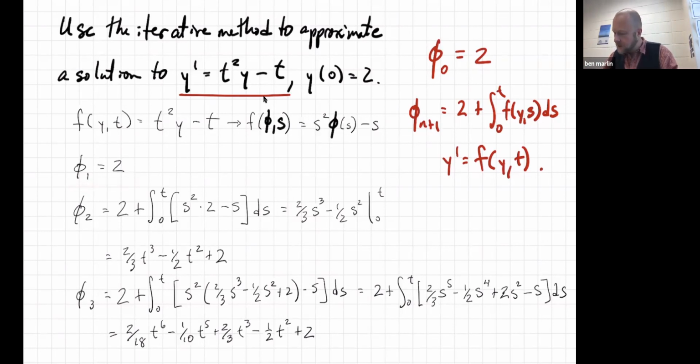Okay. So then the next one, you will say the 2, and that is coming from the initial condition, not from the phi 1. And now inside here, we have to put f of the phi, the previous phi that you had, and comma s. So because that's supposed to be s squared phi minus s, we have s squared times 2 minus s, right? Then we integrate it and plug in the 0 and the t.